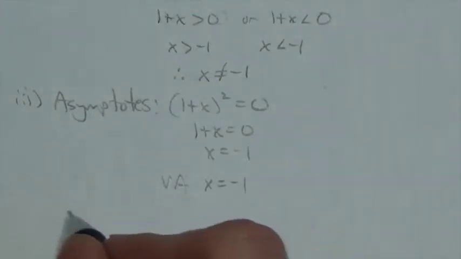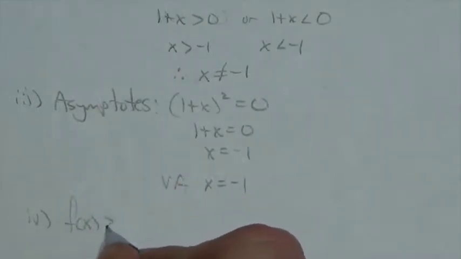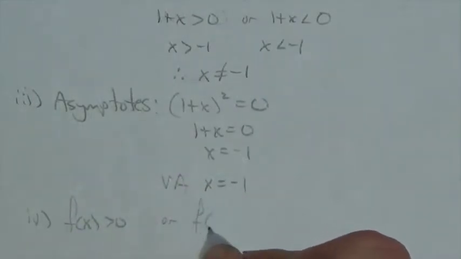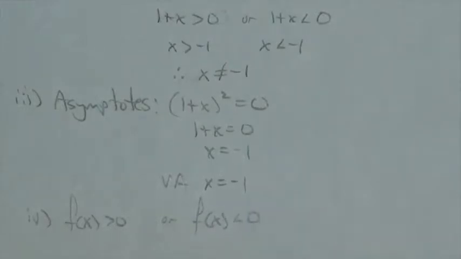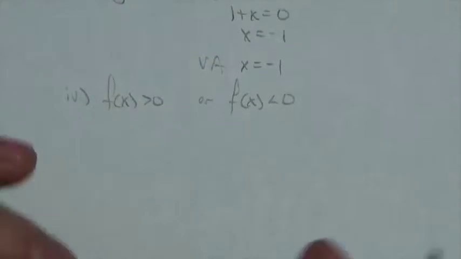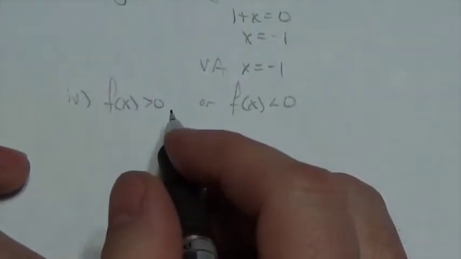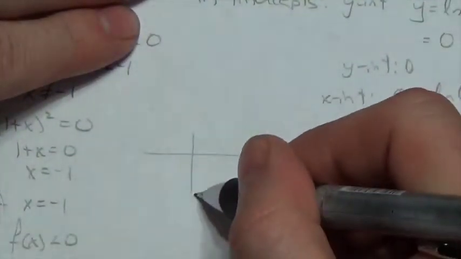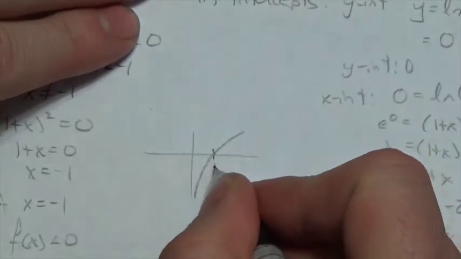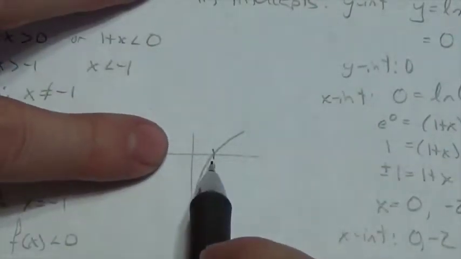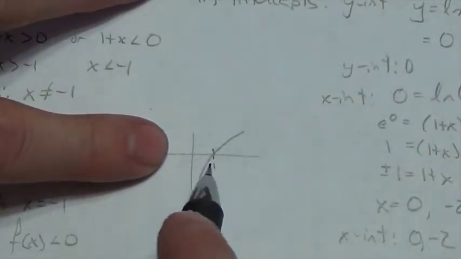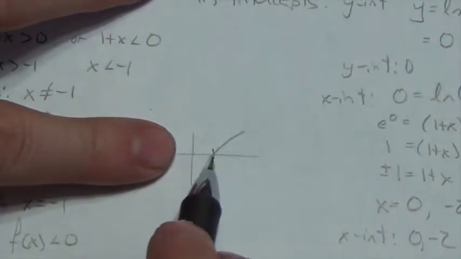Now let's take a quick look at where the function is either greater than 0 or where the entire function is less than 0. So we're looking for where the graph is above the x-axis or below the x-axis. Once again, when you're talking about just a straight old log function, the log function is less than 0 when you're taking the log of a fraction.